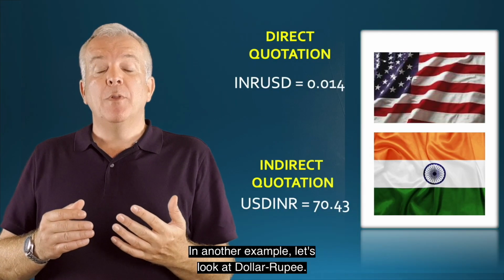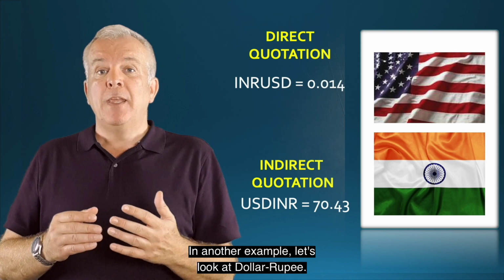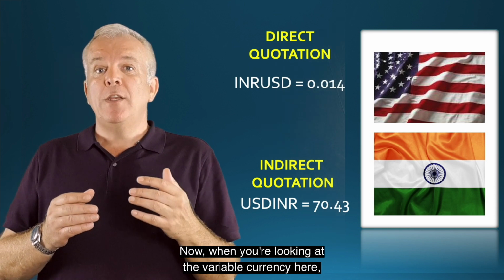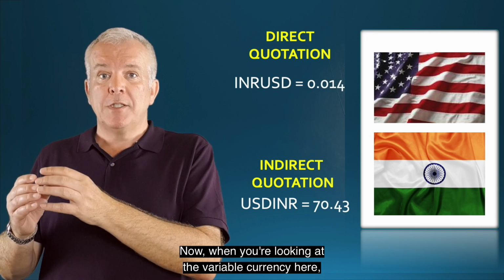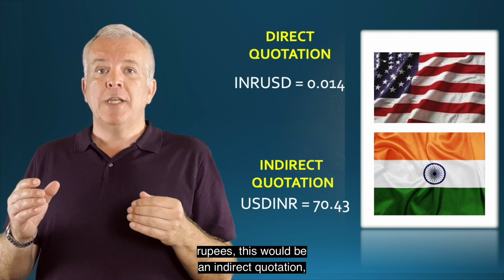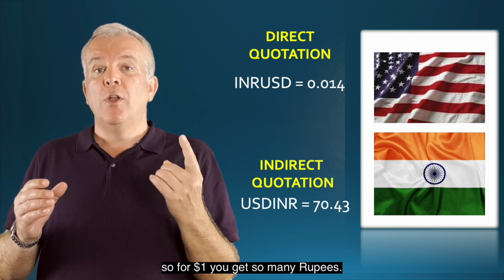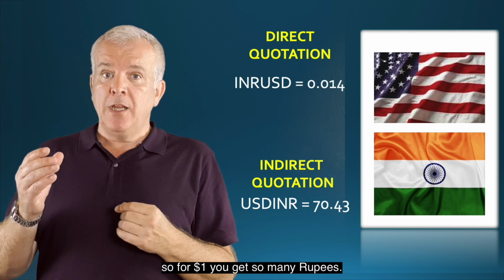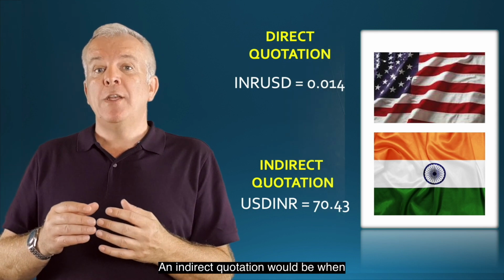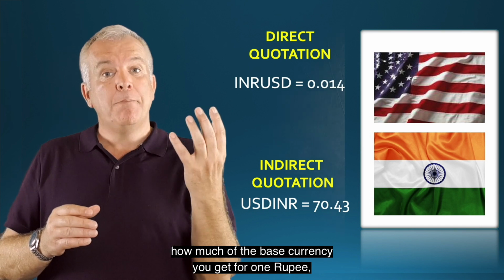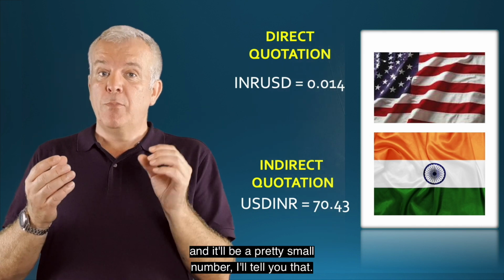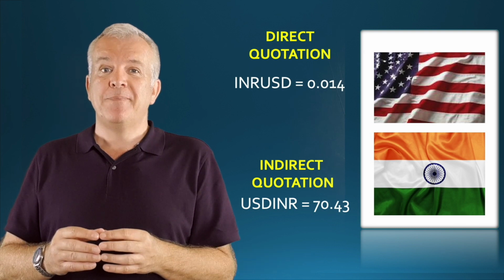In another example, let's look at dollar rupee. Now right now, $1 gets you about 70 rupees. Now when you're looking at the variable currency here, rupees, this would be an indirect quotation. So for $1, you get so many rupees. A direct quotation would be when you see how many dollars, how much of the base currency you get for 1 rupee. And it'll be a pretty small number, I'll tell you that.